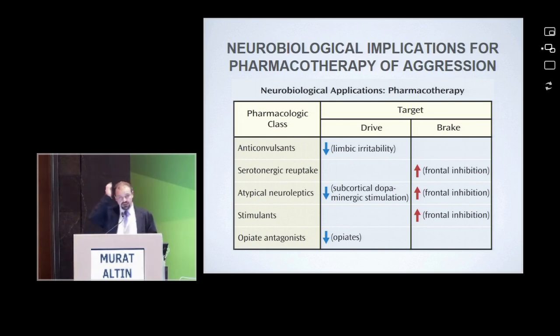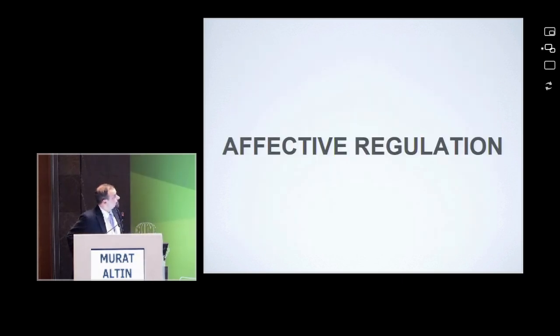anticonvulsants are reducing the limbic irritability, and serotonergic reuptake inhibitors are increasing frontal inhibition, the brake, and atypical neuroleptics are decreasing subcortical dopaminergic stimulation and increasing frontal inhibition, and the stimulants are increasing frontal inhibition, and opiate antagonists decrease the opiates, especially along with ADHD comorbidity. The stimulant treatments, along with the ADHD symptoms, are decreasing the aggression as well.